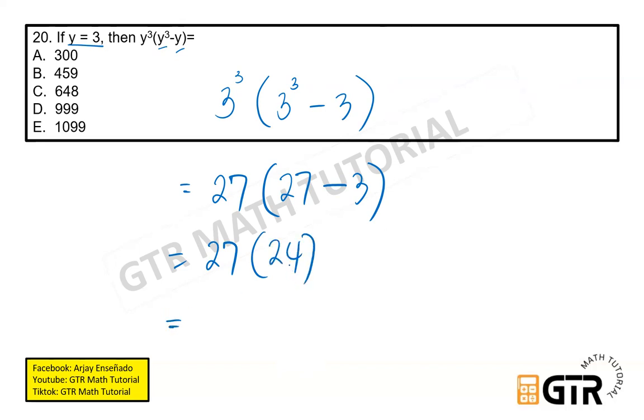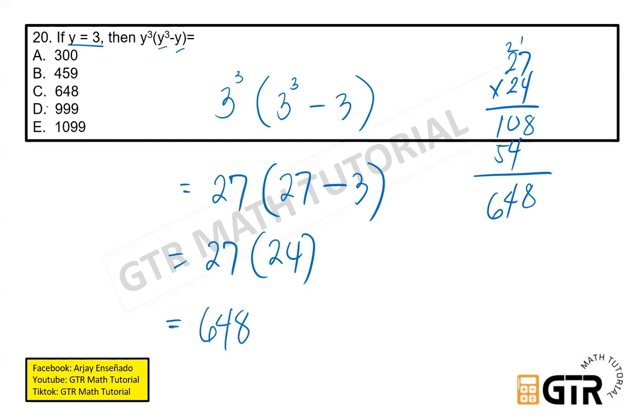Okay? And then, multiply na lang natin yan. So, manually lang. 27 times 24, we have 4 times 7, 28. 4 times 2 is 8 plus 2, we have 10. 2 times 7 is 14, carry 1. 2 times 2 is 4 plus 1, we have 5. Add lang natin. So, bring down 8. 4, 1 plus 5 is 6. So therefore, the answer is 648, letter C.